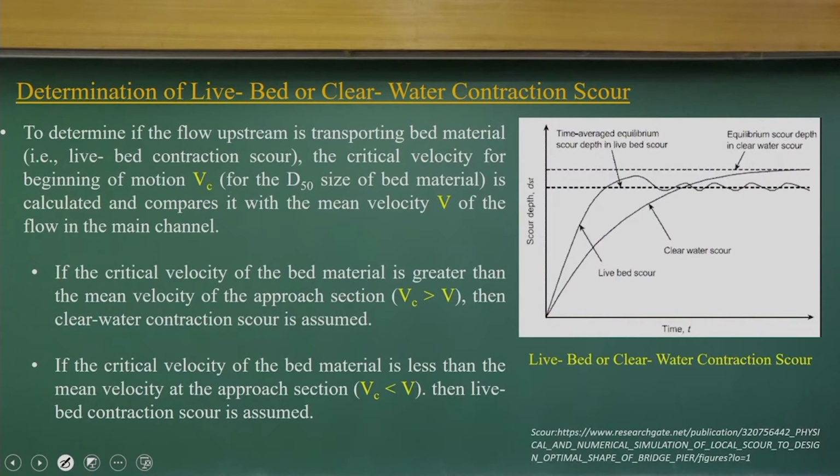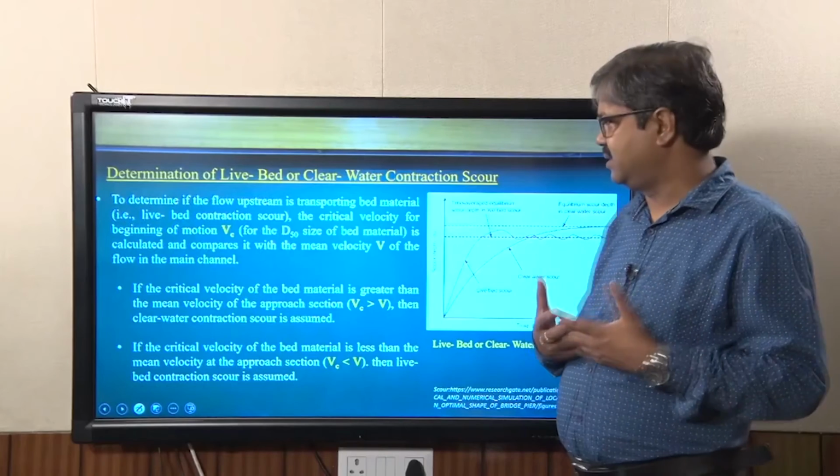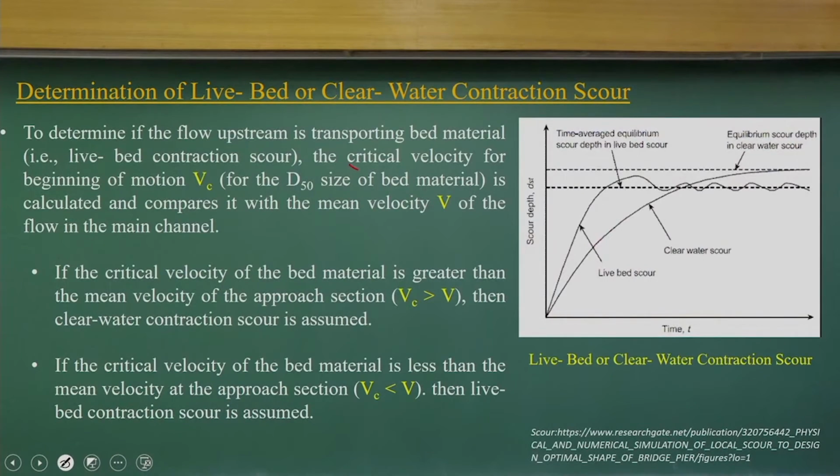Now, is it live bed or clear water contraction scour? We define it in terms of a critical velocity. The critical velocity for the beginning of motion of sediment particles, Vc, for the d50 size of the bed material is calculated and compared with the mean velocity of the flow. If Vc is greater than V, then you will have clear water contraction scour. If the critical velocity of the bed material is less than the mean velocity of the flow, then we have live bed contraction scour.